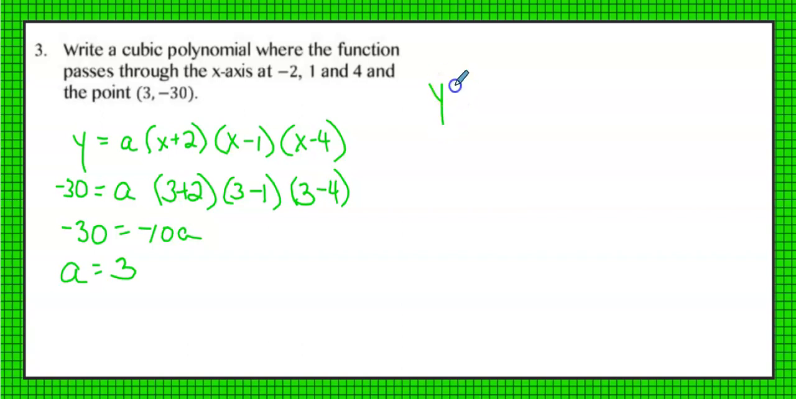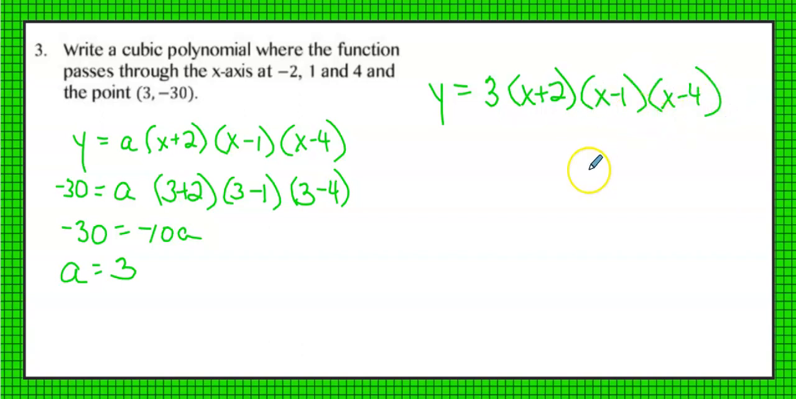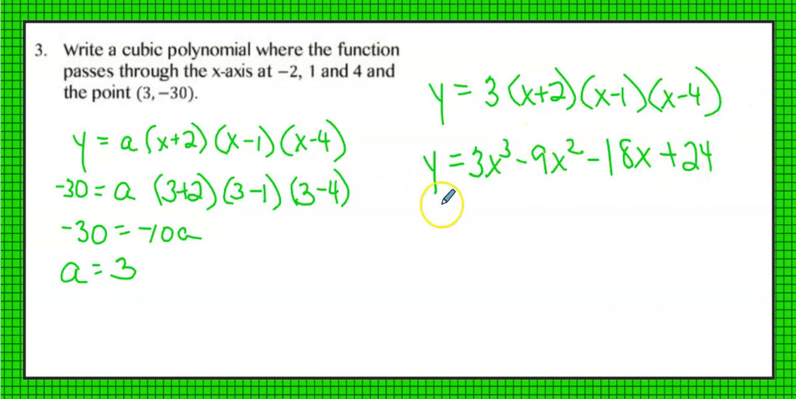So let's see, we have y equals 3 times x plus 2, x minus 1, x minus 4. Standard form: 3x cubed minus 9x squared minus 18x plus 24. Either one of these is acceptable. This is intercept form, this is standard form.